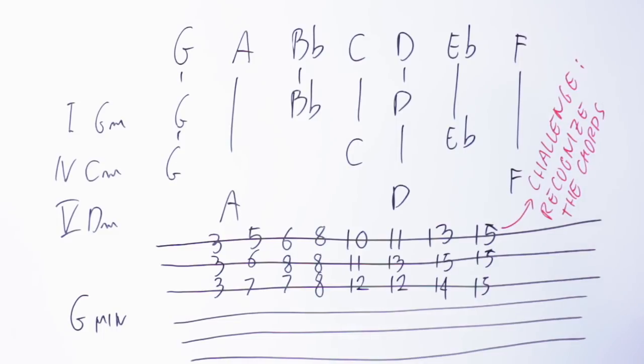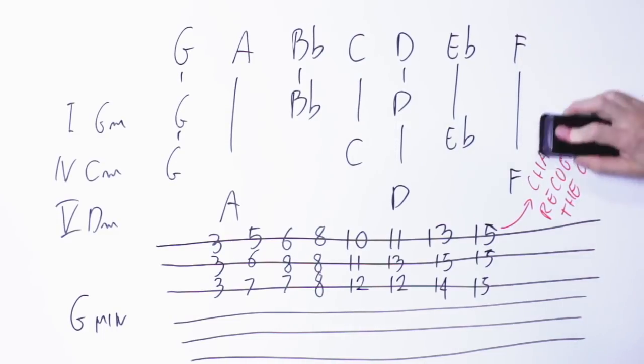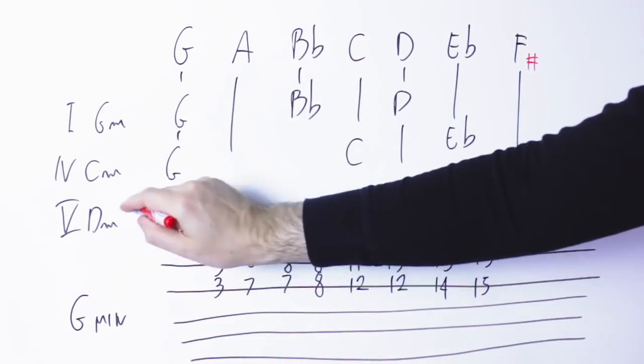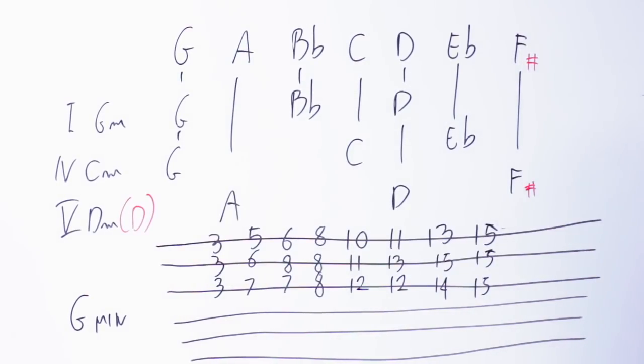If, rather than the G natural minor scale, you want to use the G harmonic minor scale, you just change the F into an F sharp and the fifth chord from D minor to D, and everything works exactly the same. So, any melody you take in the G minor scale can be harmonized using only three chords.